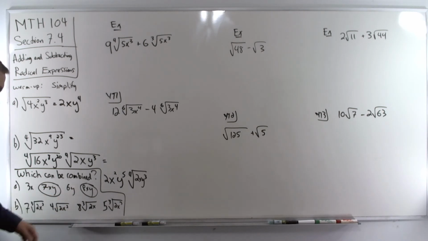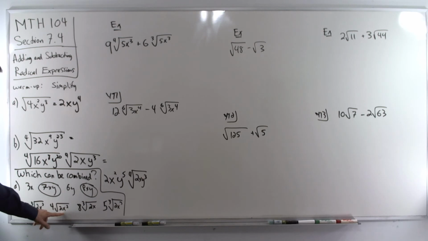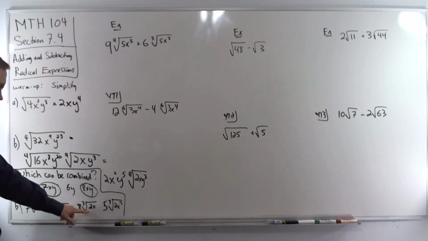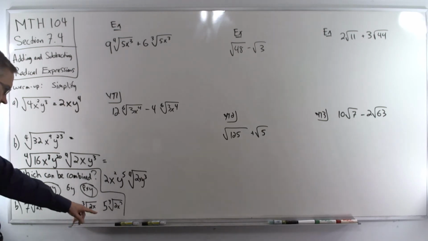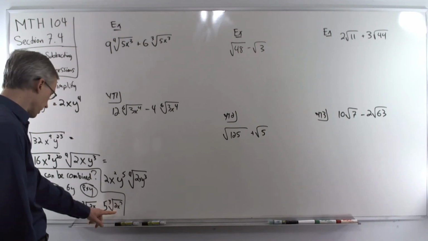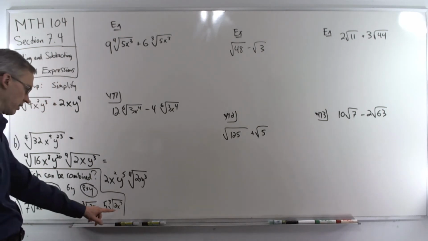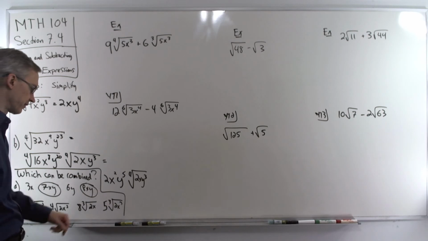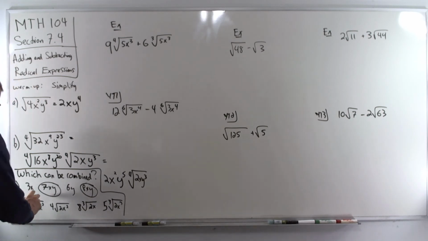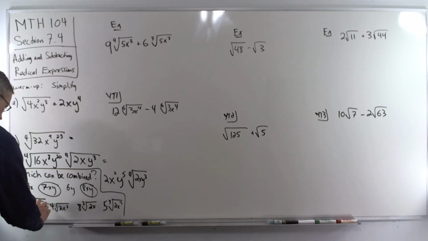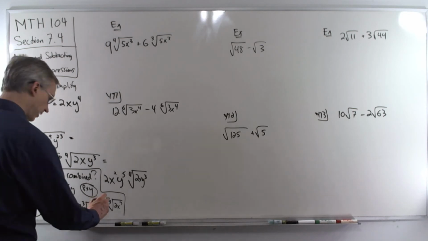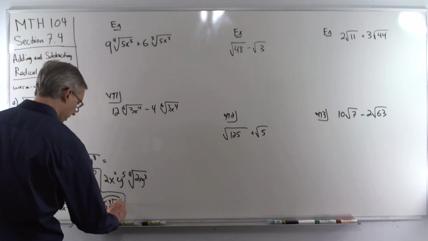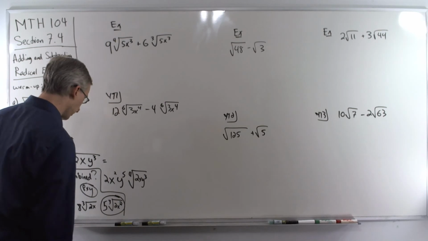So if we look at these expressions, we've got a square root of 2x squared here, and this is the third root, so those don't match. Here we have a third root of 2x squared and a square root of 2x squared. Those are not like terms because they have different indices. The only two that match are the first one, 7 times the third root of 2x squared, and the last one, 5 times the third root of 2x squared.